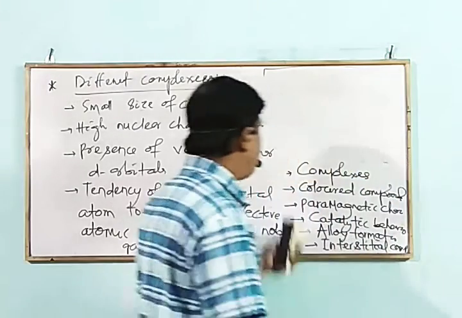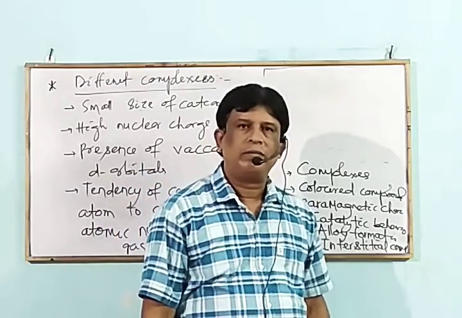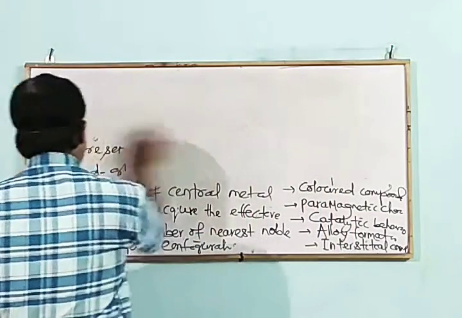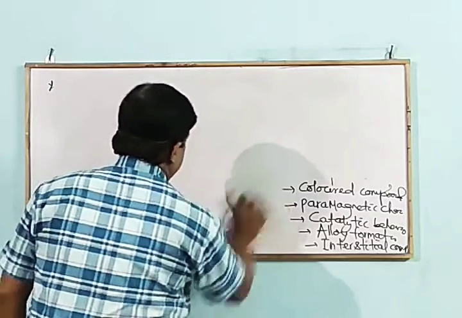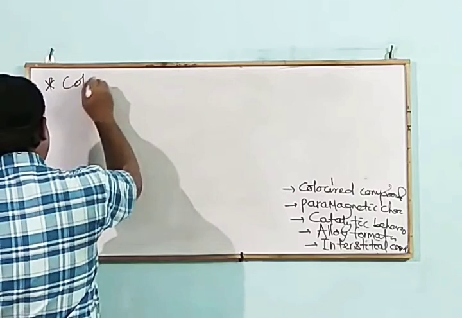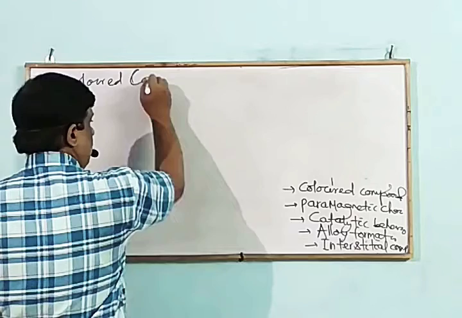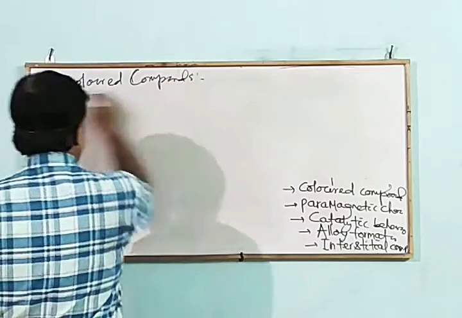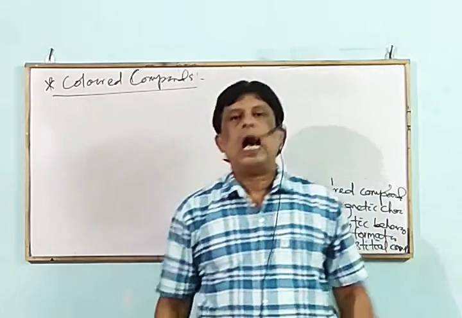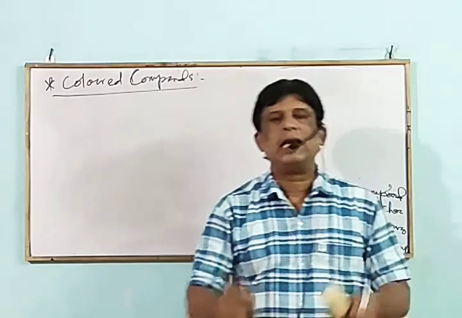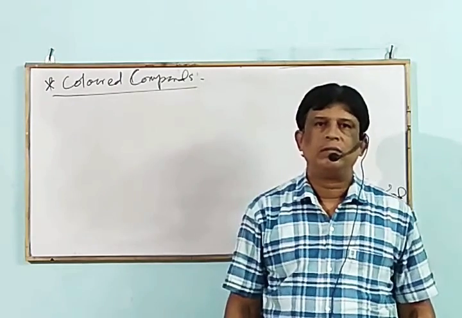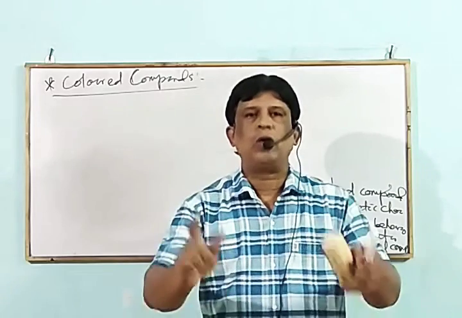Next, we discuss the next property, that is, their compounds are colored. All the transition metal compounds, in solid or in solution form, look colored. Mark that most of the transition metal compounds or complexes are colored in solid form as well as in aqueous solution, and it is due to the presence of unpaired electrons.